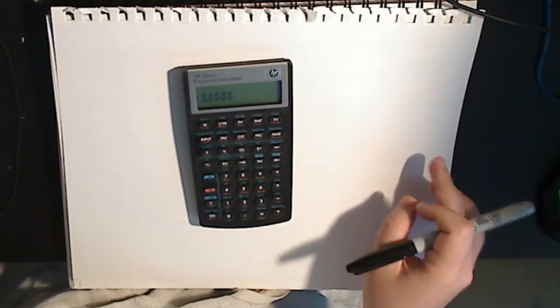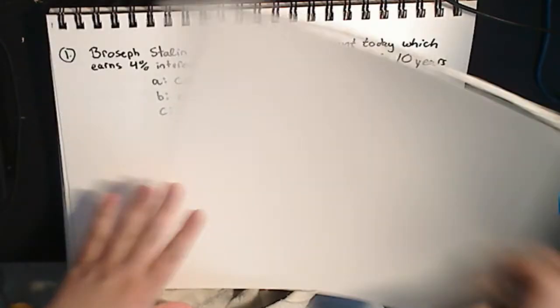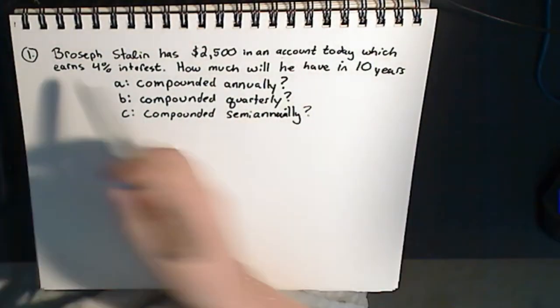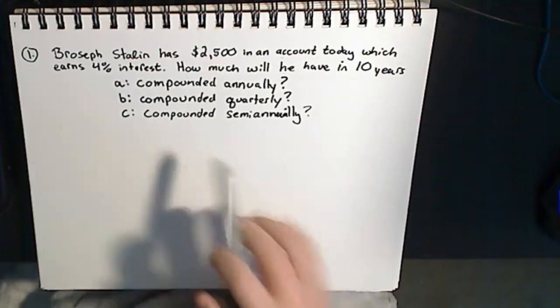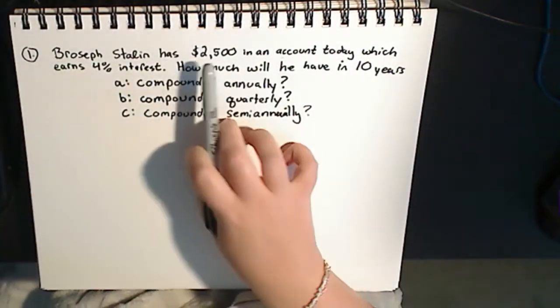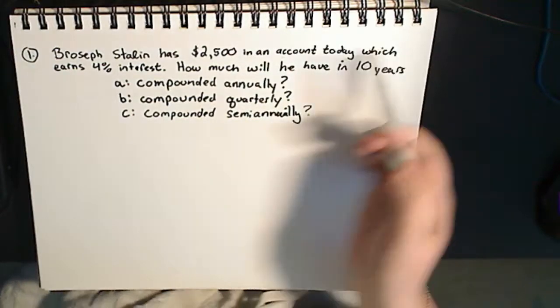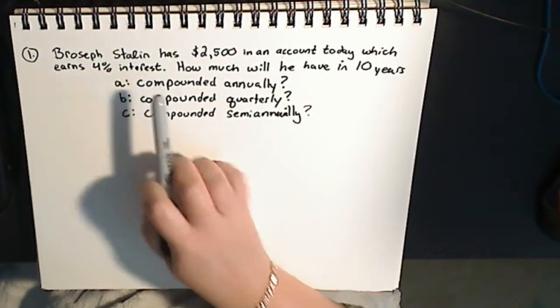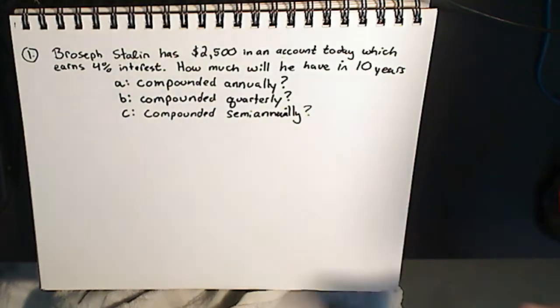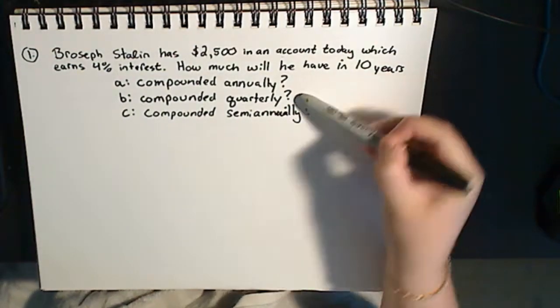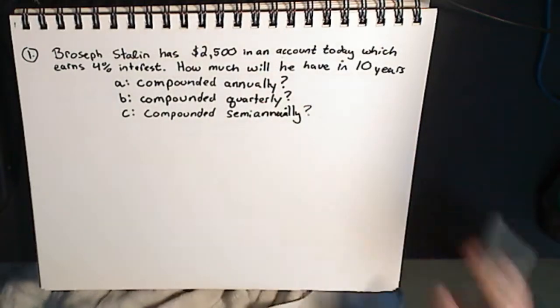So when you're working on a problem, you want to follow a protocol. Let's say you get a problem that looks like this. Broseph Stalin has $2,500 in an account today, which earns 4% interest. How much will he have in 10 years, say compounded annually, compounded quarterly, and compounded semi-annually?